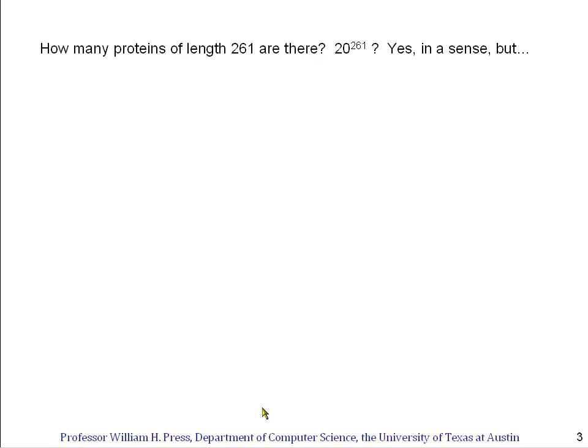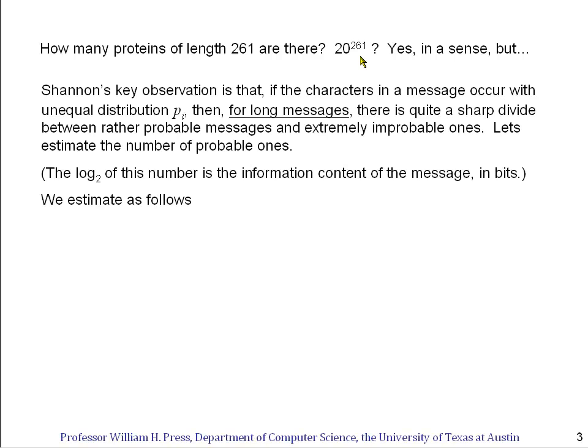Let's ask a question like this. How many proteins of length 261 are there? Well, there are 20 amino acids that are used in life, and the length is 261, so it seems like the answer should be 20 to the power 261, an astronomically large number, but you're going to see that we're typically working with the logarithms of these numbers, which makes them not nearly so large. Well, in a sense, this is the right answer.